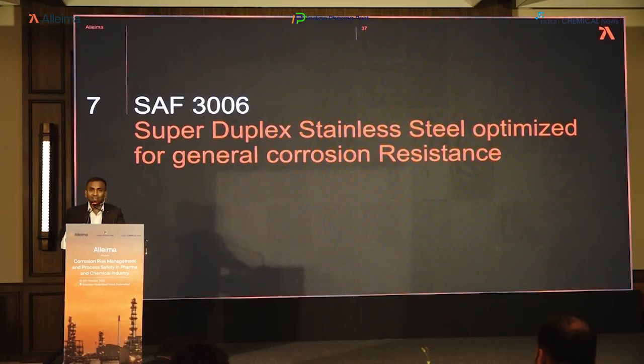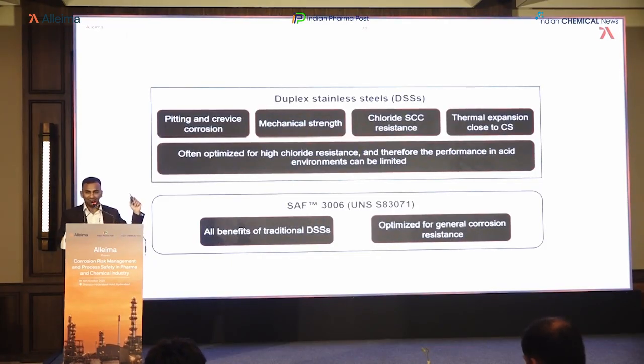So this is again a new grade. This is a super duplex stainless steel optimized for general corrosion resistance, SAF 3006. SAF is nothing but Sandvik austenitic ferritic steel. The duplex family will give you very high pitting and crevice corrosion resistance, mechanical strength, higher chloride stress corrosion cracking resistance, and thermal expansion close to carbon steel. It is optimized for high chloride resistance, and therefore the performance of duplex steels is very good.